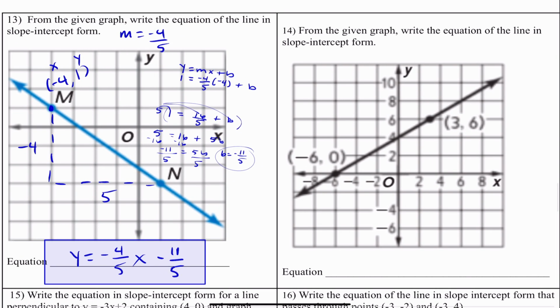Number 14. From the given graph, write the equation of the line in slope-intercept form. Okay, let's go ahead and figure out the slope. So it looks like this is a positive slope. So this is 2, 4, and then 6. Right. So this is me going up 6, and then I'm going to the right, 2, 4, 6, 8, 10. So the slope is 6 over 10. Reduce that, that's going to be 3 over 5.